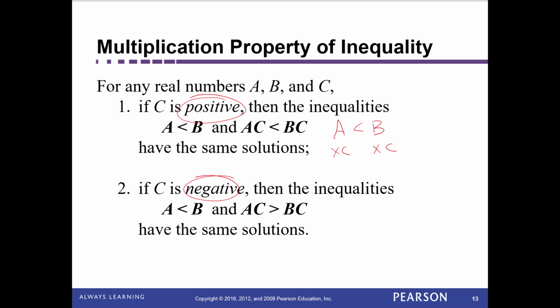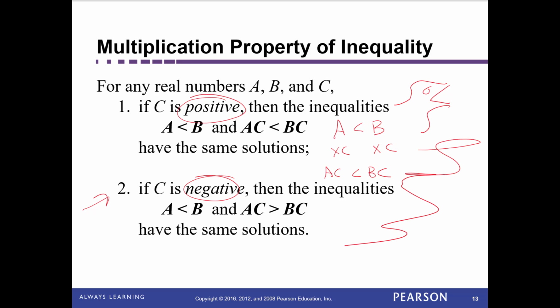If it's positive, I proceed as regular, and I would have AC is less than BC. Everything is exactly the same. Here is where inequalities are different. If I'm multiplying both sides by c, and c is negative, meaning it's the opposite, it changes direction. I won't show you my duck example, but the duck changes direction and starts swimming the other way. Okay, the duck's changing directions. My inequality is changing direction.